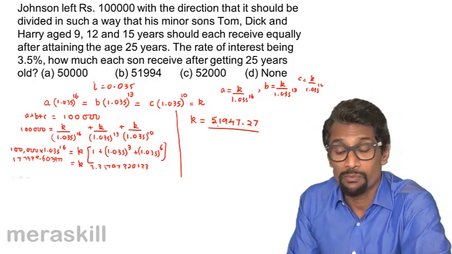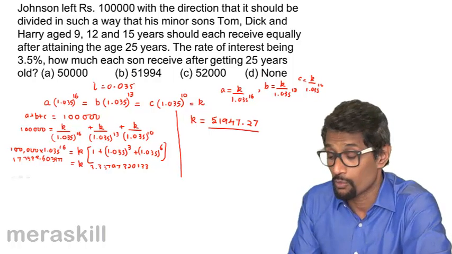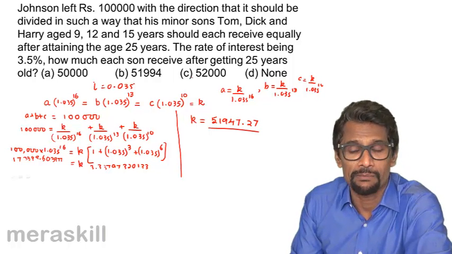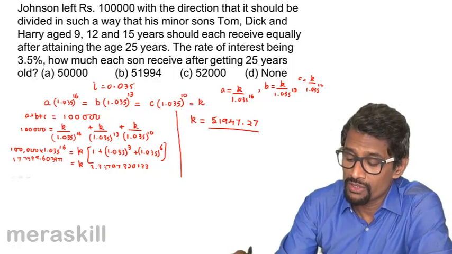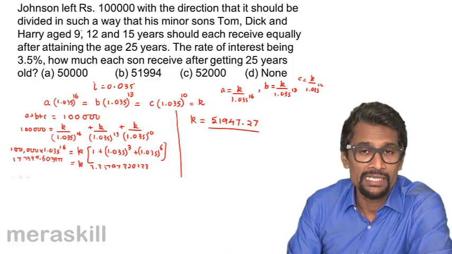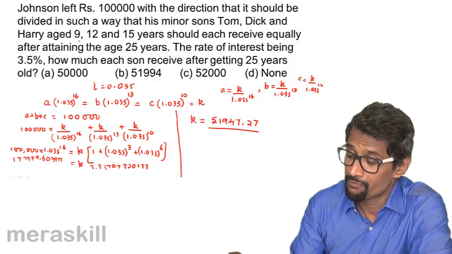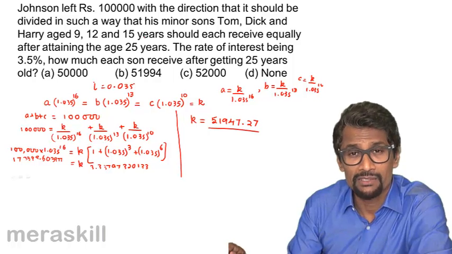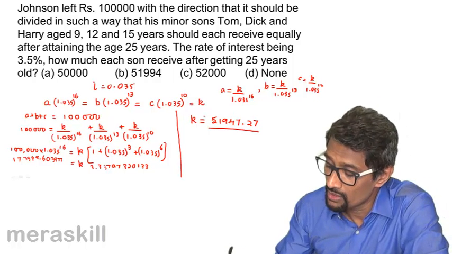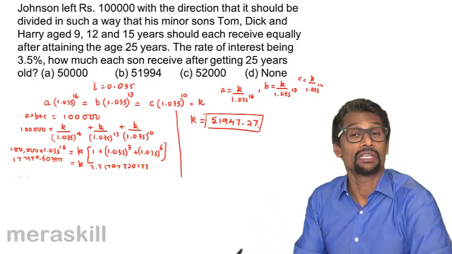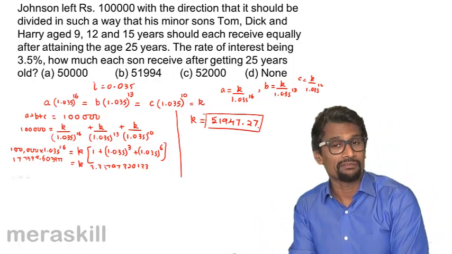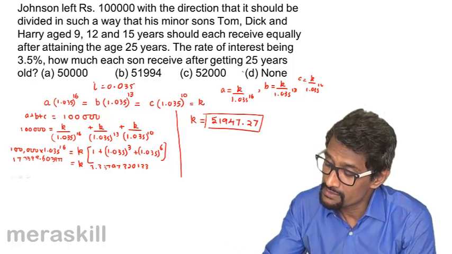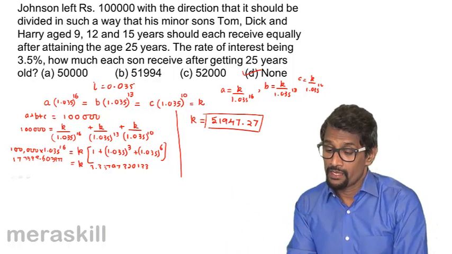That means each one would be getting 51,947.27. Remember, please do not mix this up with annuity because there is no regular amount that is being deposited. Obviously, the amount deposited for Tom would be much less because he is going to get interest for a long time. Dick would be a little more, and the last one, Harry, would be given the maximum amount of deposit, but ultimately all of them will earn the same amount of 51,947.27. Hence, this is how we get it. So the correct answer among these is none among these. Okay.